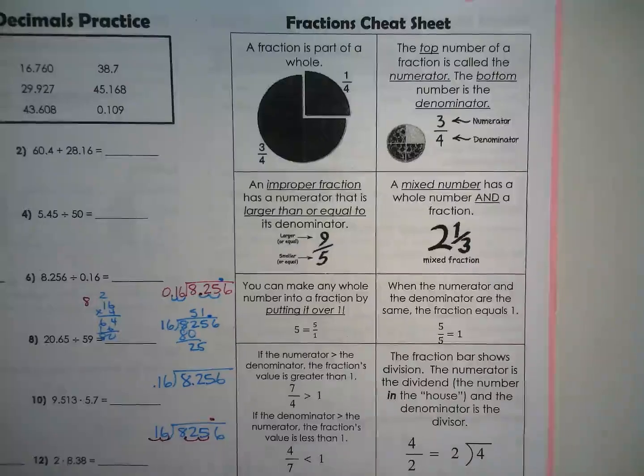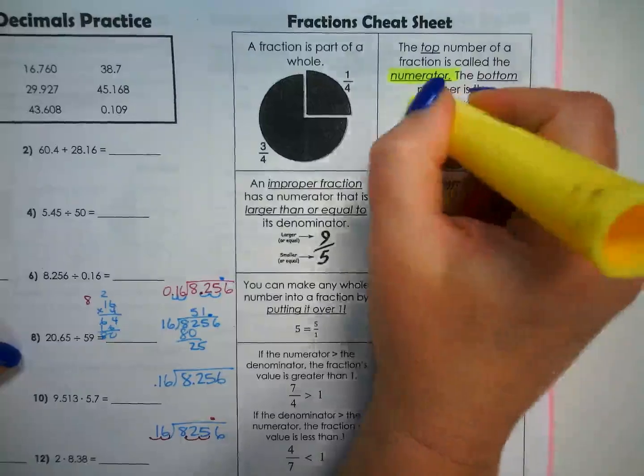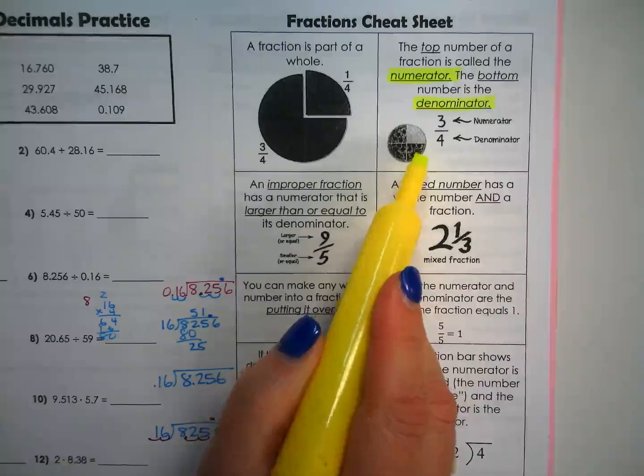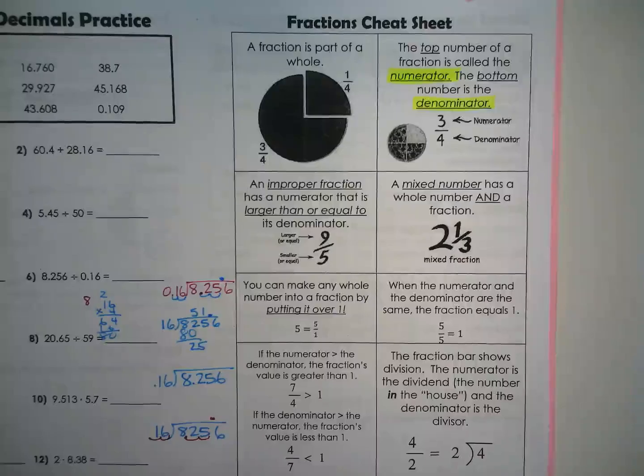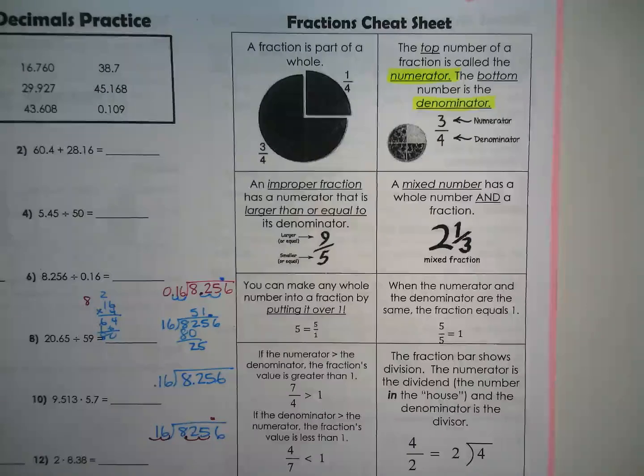The top number of a fraction is always called a what? A numerator. And the bottom part of my fraction is always called a what? Denominator. And you can see there's an example here, so you can see where they belong, okay? And think about it as, well, it's a fraction. Think about numerator, denominator, ND.